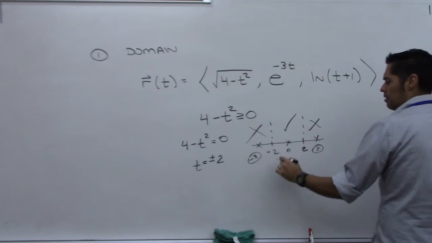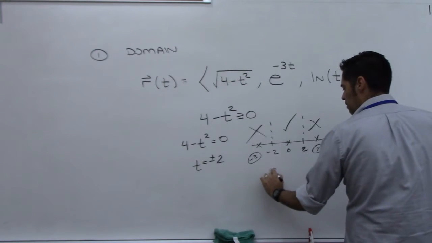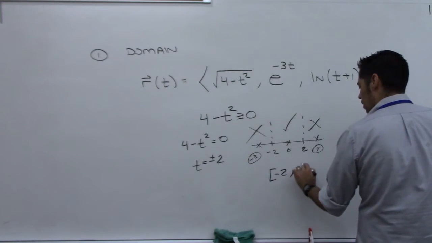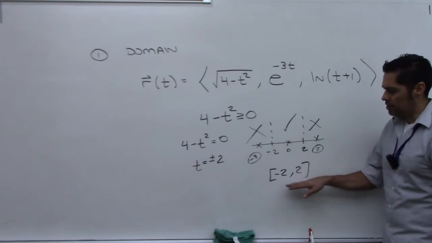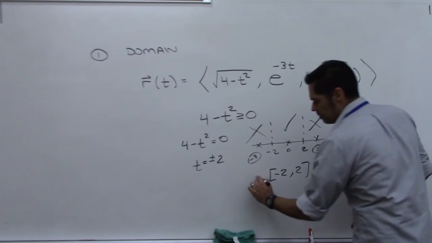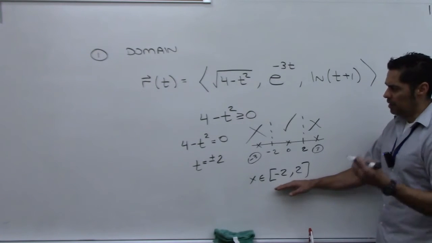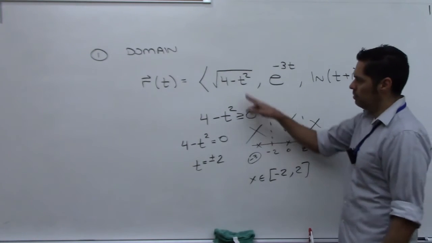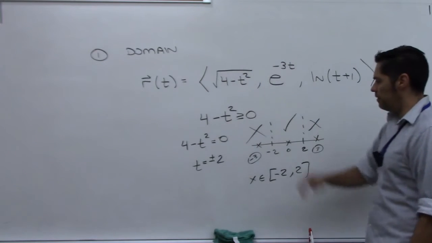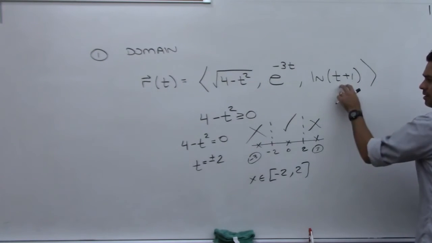So I know that everything between negative 2 and 2 will work. So this is interval notation, all x values that are an element of this closed set. Remember, it can be 2, right? If I plug in 2, I get 0, that's okay. Square root of 0 is defined. I need to look at this one now.